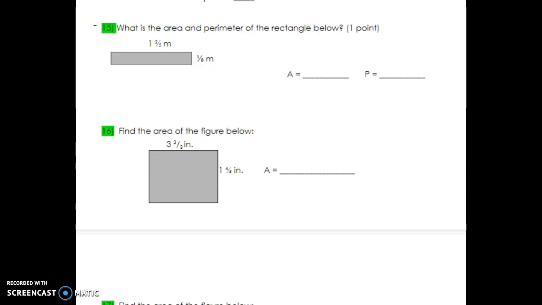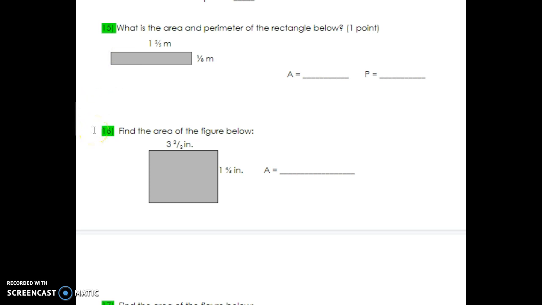Number 15. What is the area and perimeter of the rectangle below? So you have to find the area and perimeter of the shape. Remember that when you find the area, you have to turn your mixed number into an improper fraction first.